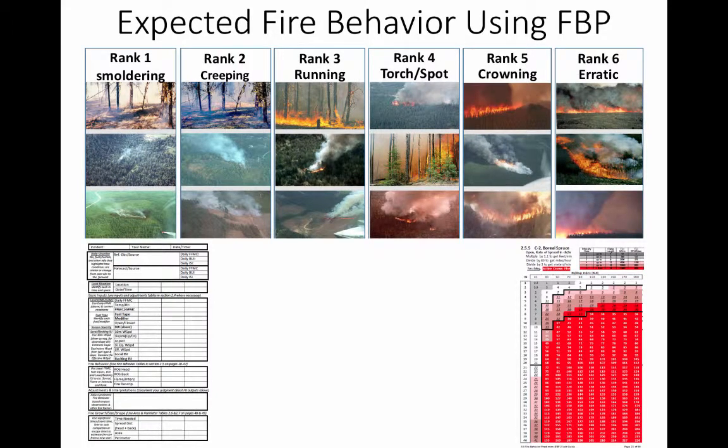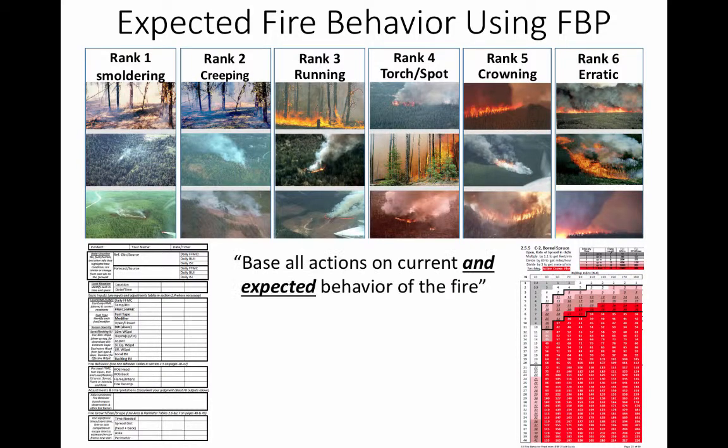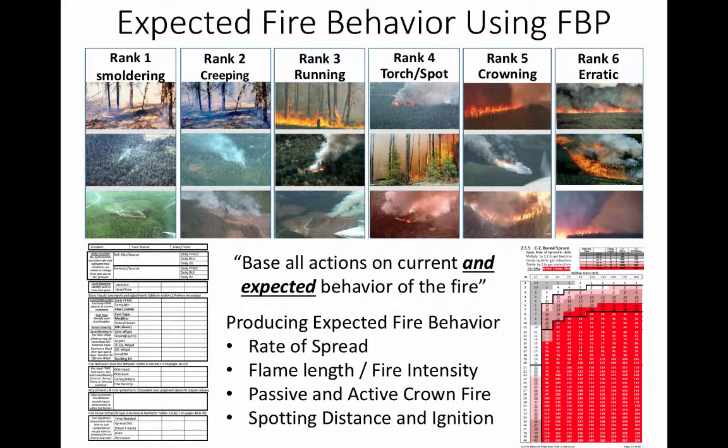Estimating expected fire behavior using the FBP system requires some discipline and skill. But like other skills, learning and practice can make it seem simple. You are expected to base all fire line actions on current and expected behavior of the fire. Fire behavior estimates include spread rates, flame length, and potential for extreme fire behavior, whether you produce them subjectively or follow an objective process like this.